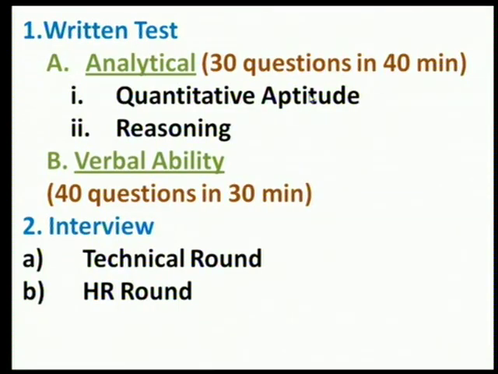Like I said, two segments: analytical reasoning and verbal ability. You will have 30 questions that need to be answered in 40 minutes, and you will have questions on quantitative aptitude and reasoning. And for verbal ability, the pattern reverses. Instead of 30, you will have 40 questions, and instead of getting 40 minutes, you will get only 30 minutes.